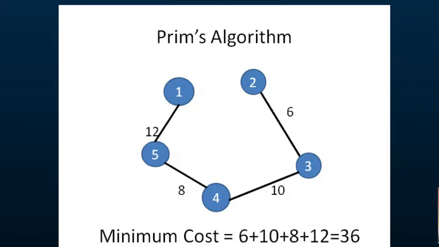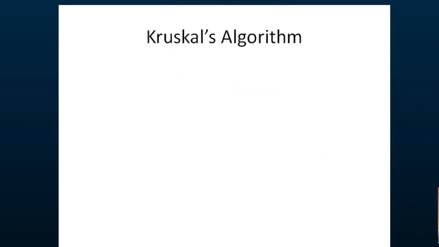Yes, the sum of all the edges, all the cost, is 36. In this way, we can derive the minimum cost according to Prim's algorithm. Likewise, there is the next algorithm also, which is Kruskal's algorithm, for the same minimum cost.